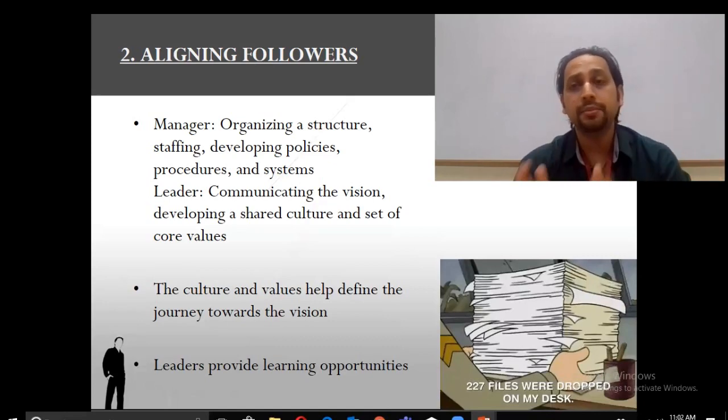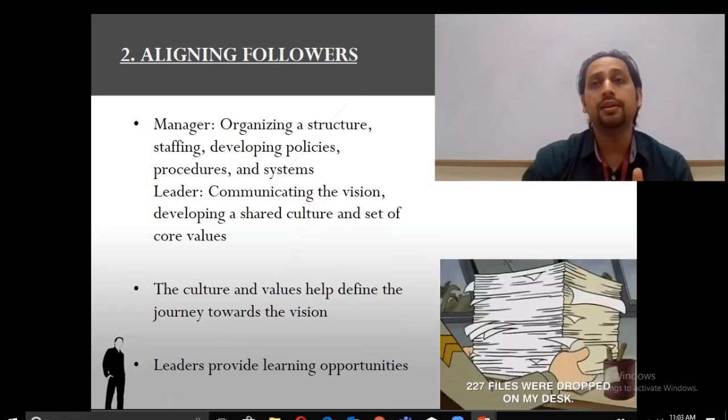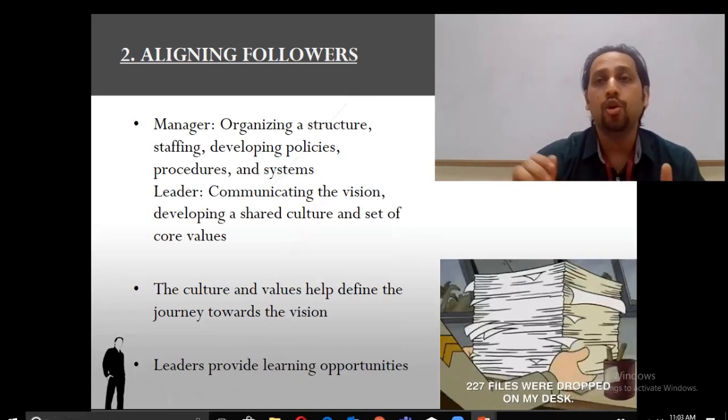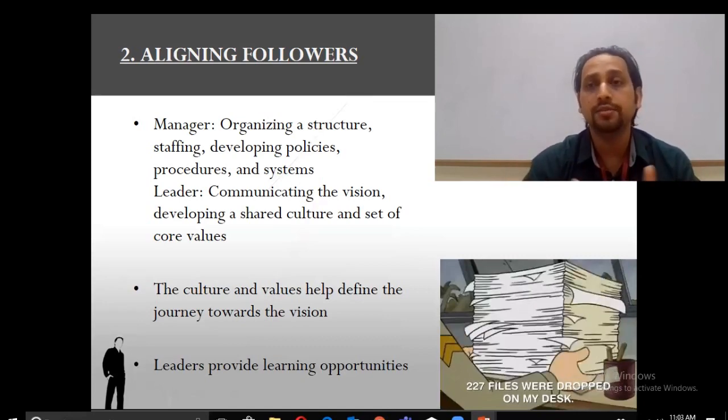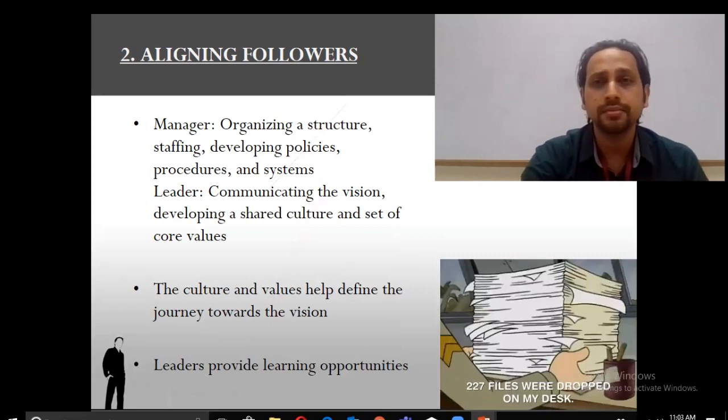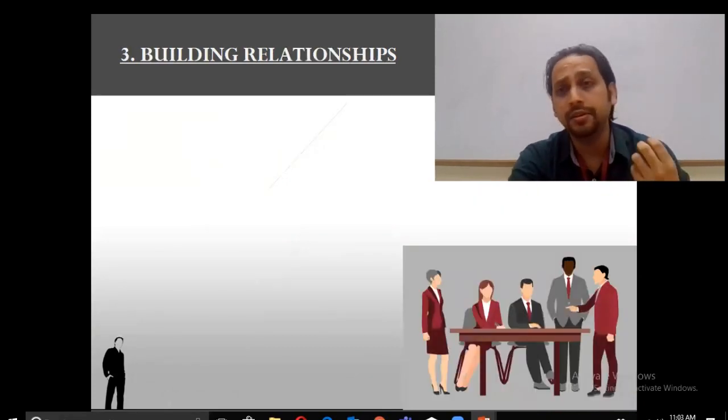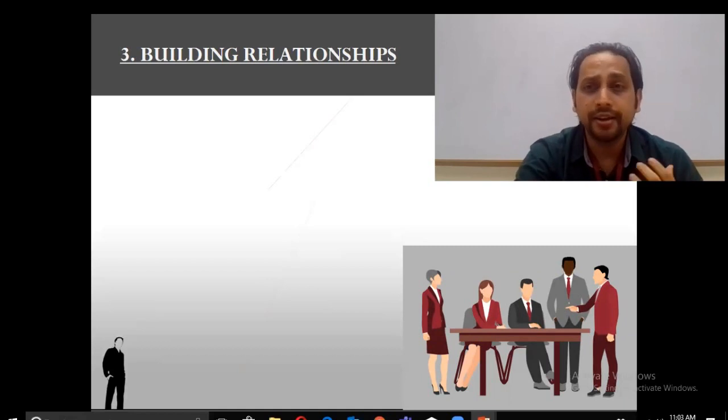Again, both leadership and management are important. I'm not understating the role of a manager. Both have their own importance. Then the third element is building relationships.